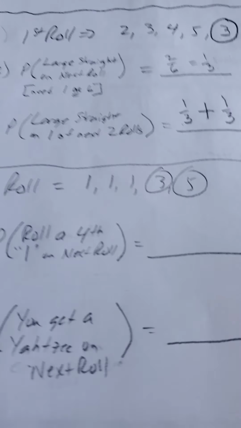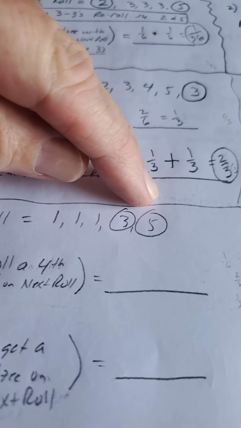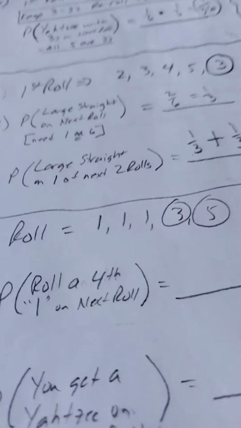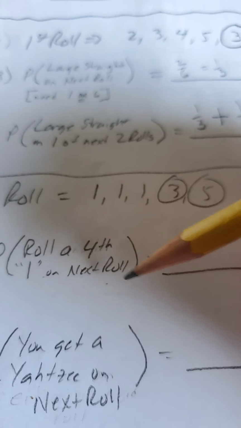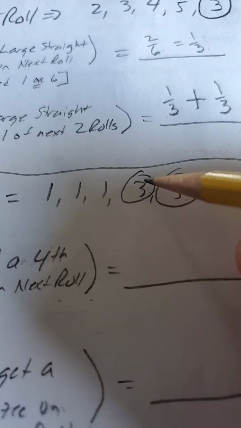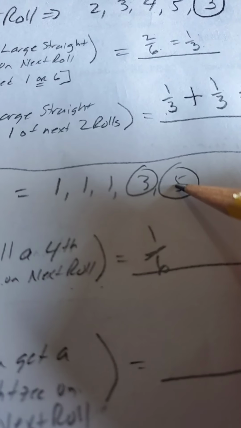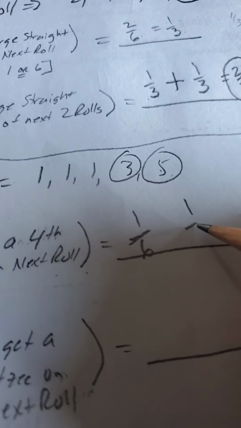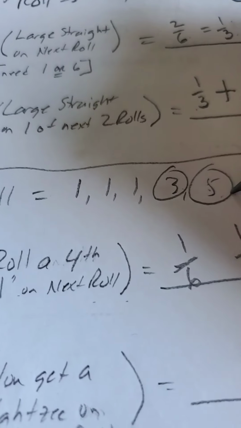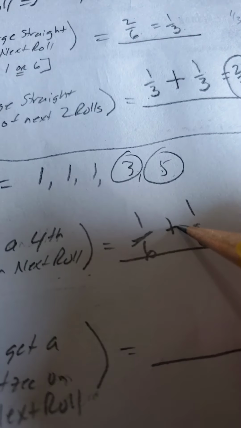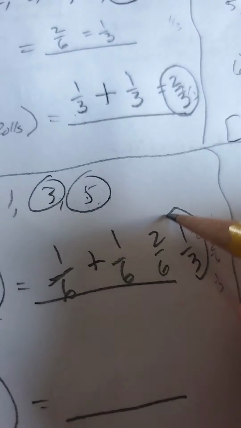Okay, now this is a little more typical. In Yahtzee, you roll and you get 3 1s, a 5, and a 3. You decide you're going to keep the 1s and re-roll the 3 and the 5. What's the probability I roll a 4th 1? Well, the probability of rolling a 1 on this die is 1 out of 6. The probability I roll a 1 on this die is also 1 out of 6. And since I only want a 4th 1, it's one or the other. So one or the other is adding. So that would be 2 out of 6, or a 1/3 probability.